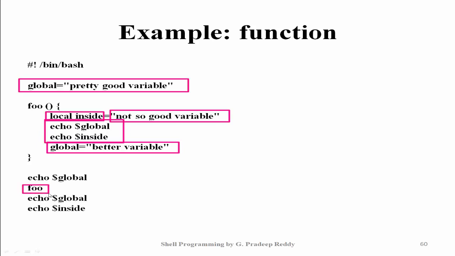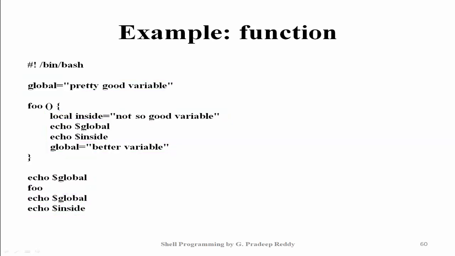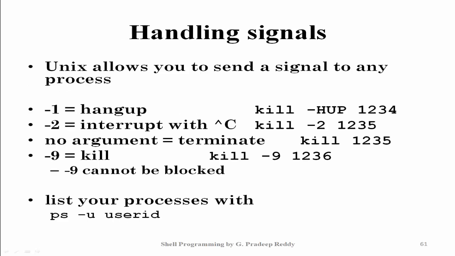FOO is a function. So now whenever a function is called, echo $global is going to print this particular message. So now whenever you print $global, it is going to print the global value which is inside the function. If you print the inside variable, it is going to print the value which is inside the function. So the next concept is handling the signals.